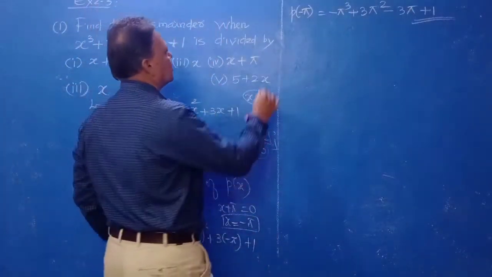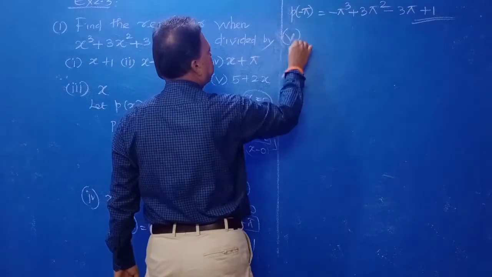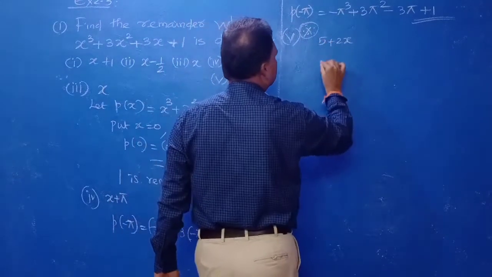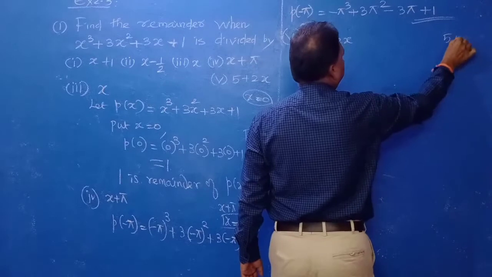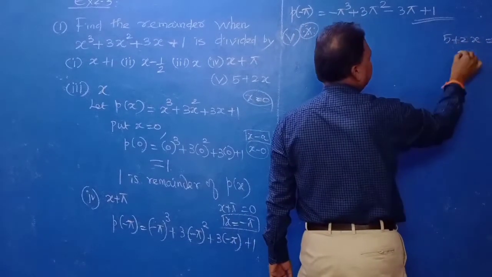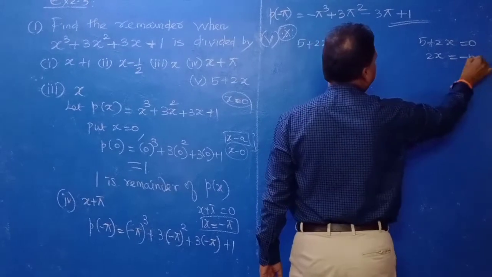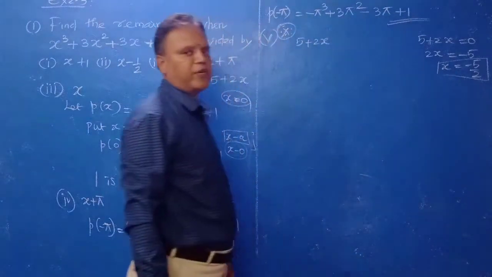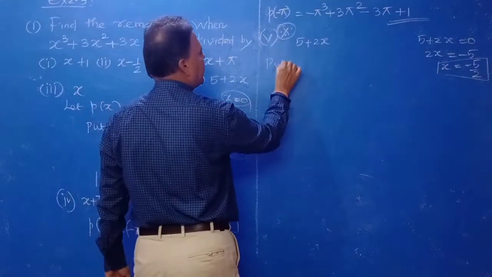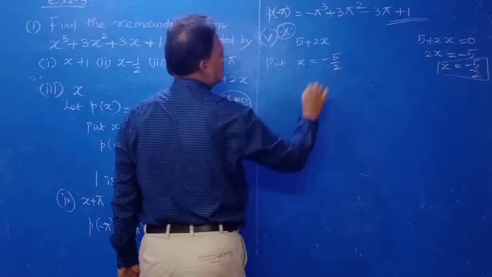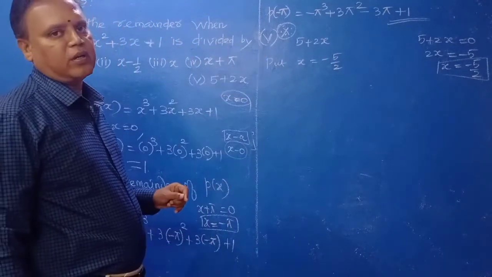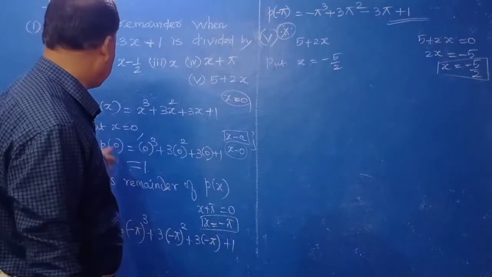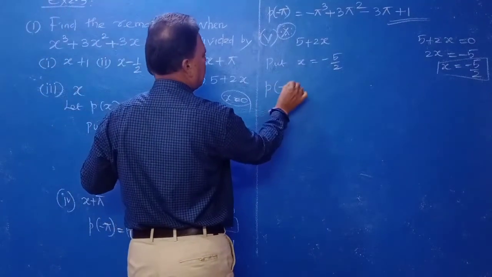Next problem you see. This is a very important problem. 5 plus 2x. So 5 plus 2x equal to 0. What is x? Find out. x is equal to minus 5 by 2. So put x is equal to minus 5 by 2. Then only we will get the x minus a form. Clear? Minus 5 by 2 is x.